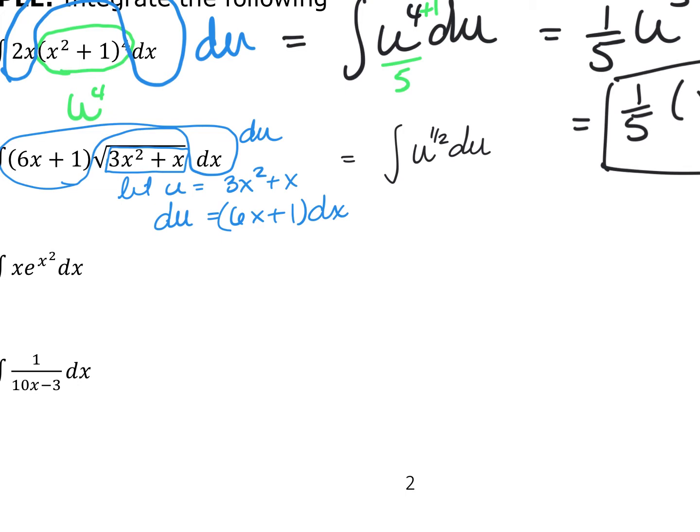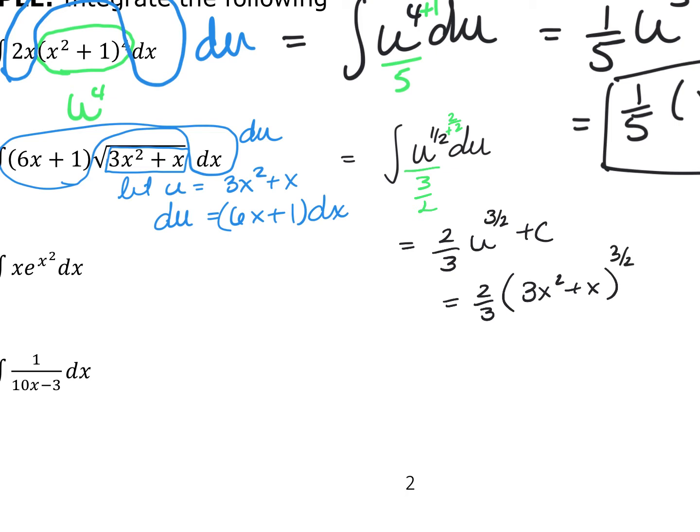So again, I'm going to go ahead and reverse my power rule. So I'm going to add 2 over 2, which is, in other words, I'm adding 1. And I'm going to divide by that 3 over 2. So this becomes 2/3, because remember, I am dividing by a fraction, so it means I'm multiplying by the reciprocal, of u raised to the 3 over 2 plus c. And of course, I have to do my back substitution here. So 2/3, and my u, again, was 3x squared plus x raised to the 3/2 plus c. And there's my final answer.